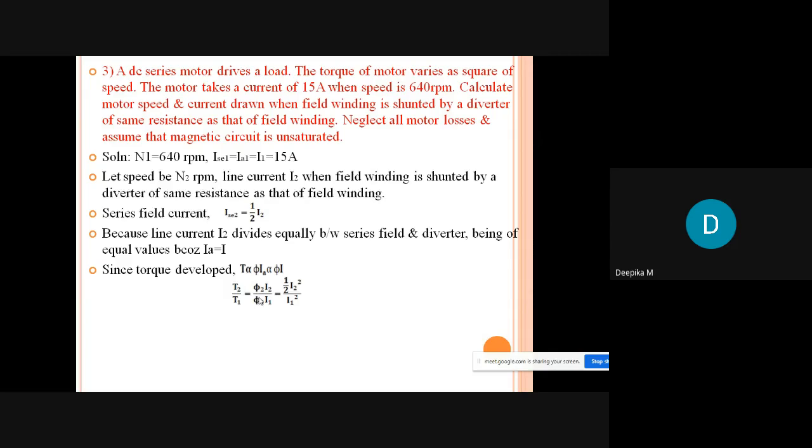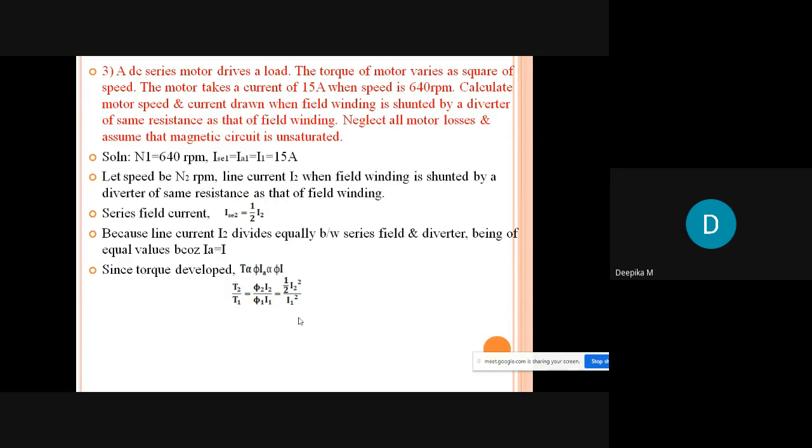Flux is constant over here, hence let us cancel this flux value, and again I2 is nothing but half of I2. Also, they have told that the torque of a motor varies as the square of speed, and as it is the square of speed, we can write it this way, that is, half I2 square. And also we know that flux is directly proportional to the current. Hence, in the place of flux also, we can write the current value.